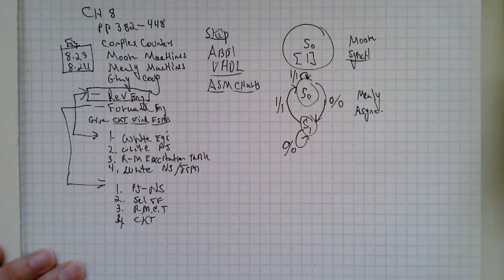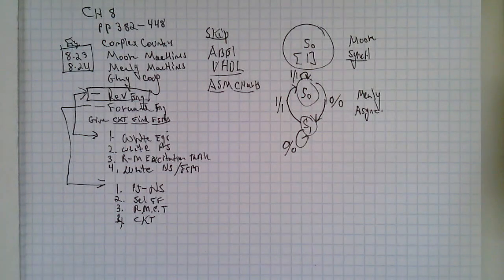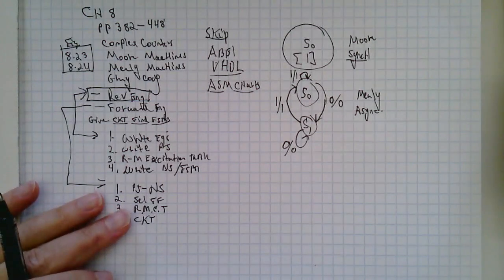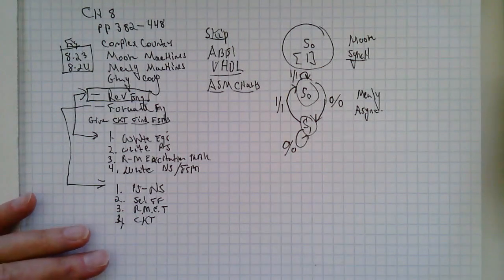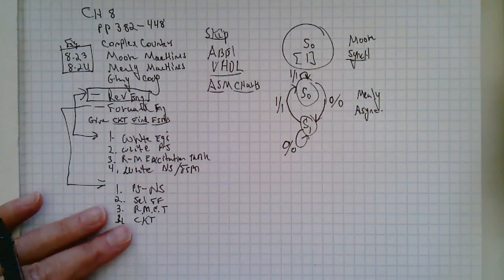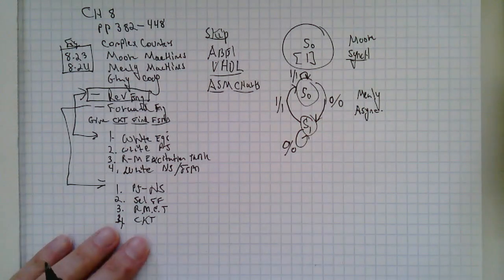Moore and Mealy. Moore's got the outputs as a function only of the state. Mealy has an output which is a function not only of the state, but of the input. And that's why Mealy is asynchronous. So that's the bird's eye lowdown on the Moore versus Mealy caper, whatever that means. So there you go. Next topic, gray code.